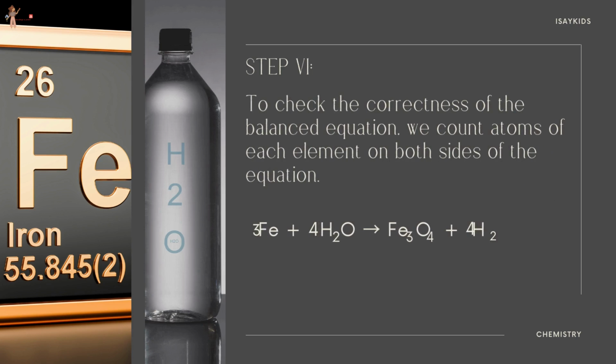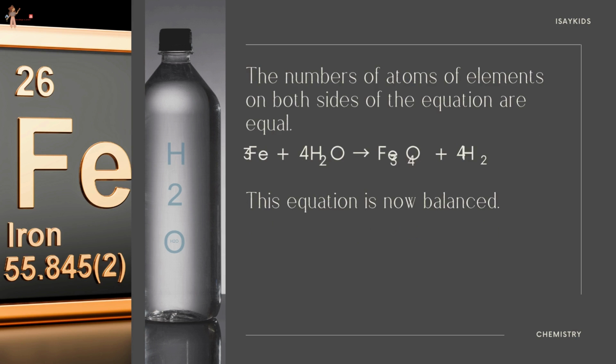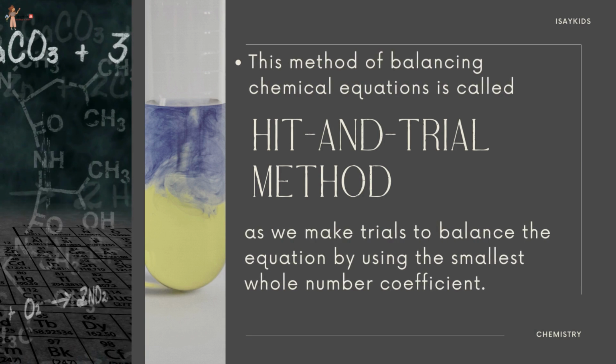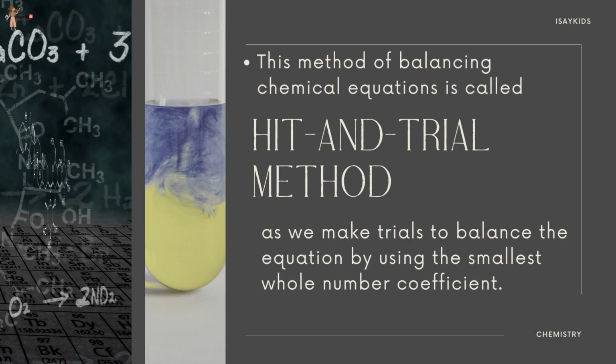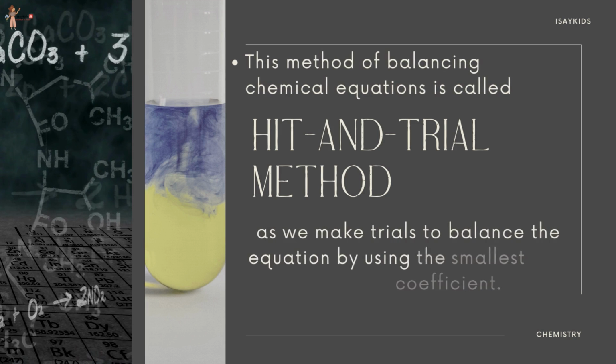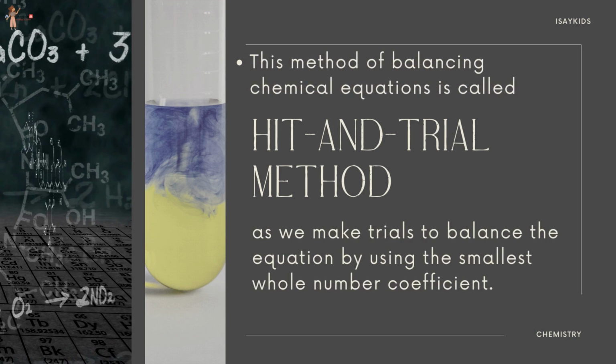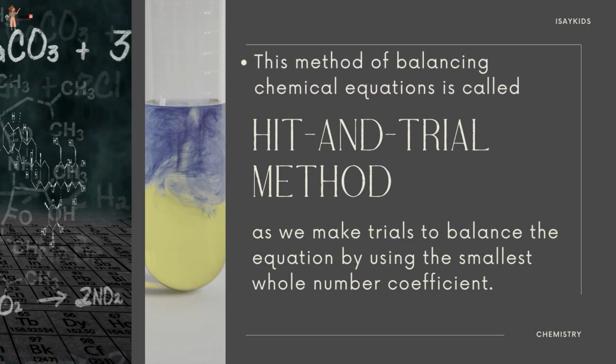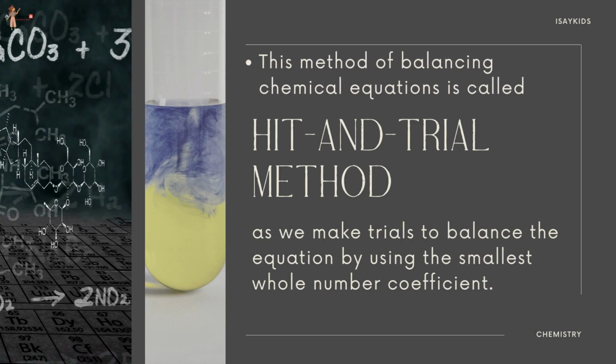Finally, to check the correctness of the balanced equation, we count atoms of each element on both sides of the equation. The number of atoms on both sides are now equal. This equation is now balanced. This method of balancing chemical equations is called hit and trial method, as we make trials to balance the equation by using the smallest whole number coefficient.